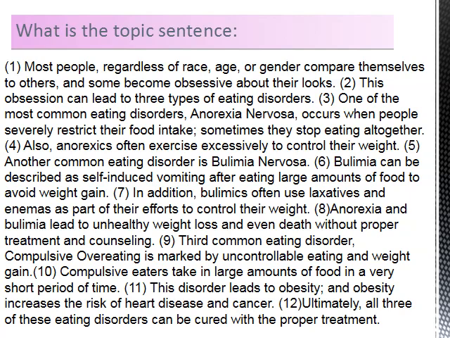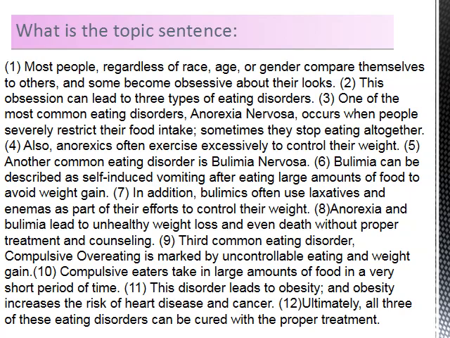Most people, regardless of race, age, or gender, compare themselves to others, and some become obsessive about their looks. This obsession can lead to 3 types of eating disorders. One of the most common eating disorders, anorexia nervosa, occurs when people severely restrict their food intake. Sometimes they stop eating altogether. Also, anorexics often exercise excessively to control their weight.